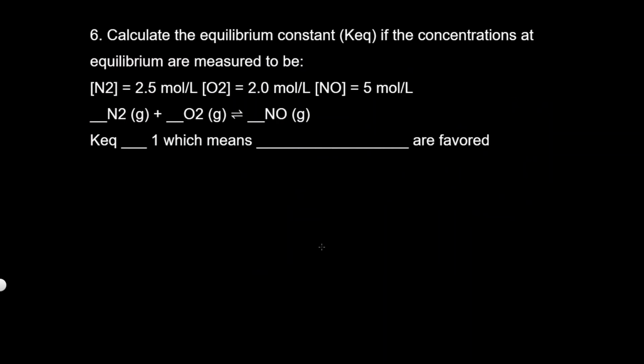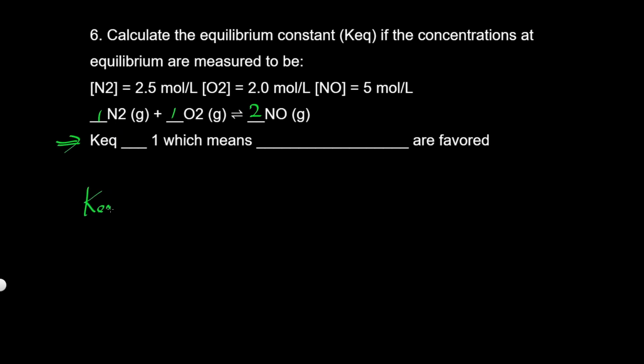Let's move on to number 6. In number 6, we're actually given the concentration for each species here. So we need to figure out KEQ after we balance it. Remember, you got to balance it first. So we got N2O, only one N and one O. So I'm going to put 2 here. It should be good.